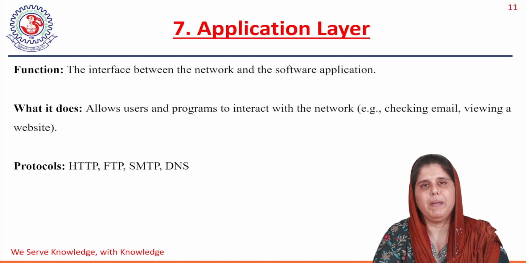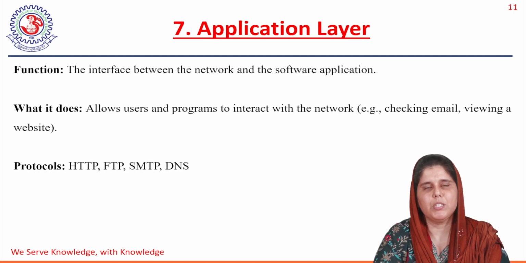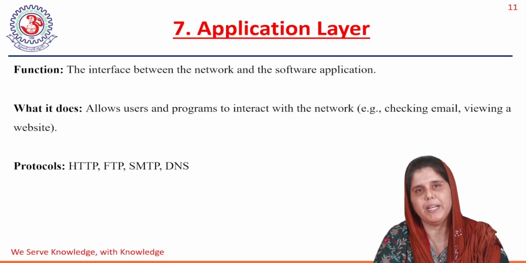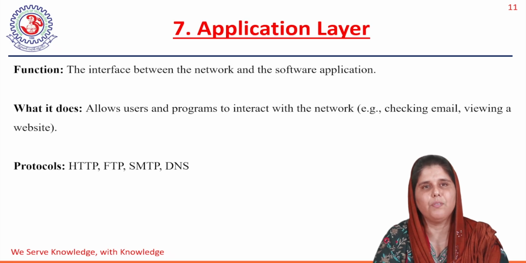And finally, the application layer. The application layer is the applications which we are using. So what we are seeing as a Gmail page, that page is called the application. It provides an interface between the network and the software application. So it allows users and programs to interact with the network, for example, checking a mail or viewing a website. This is all done by the application layer.